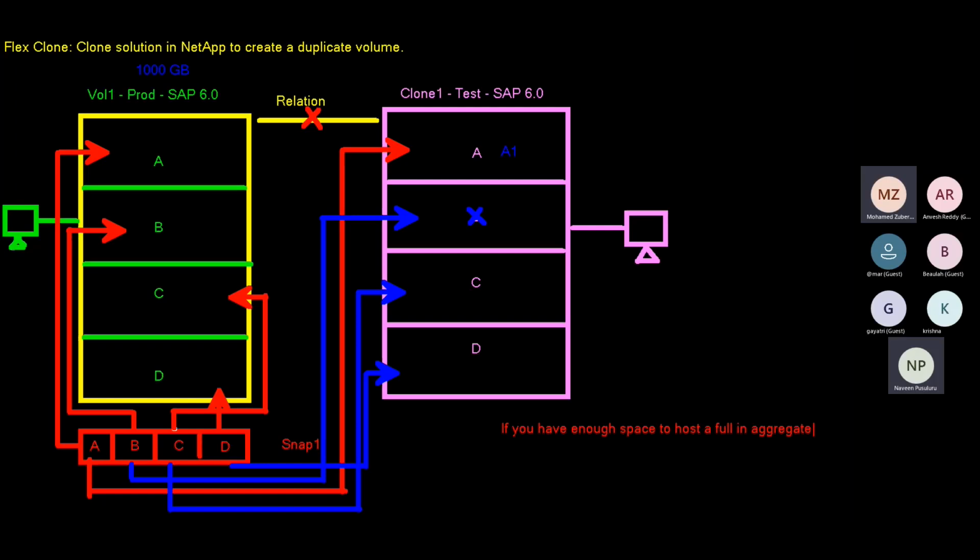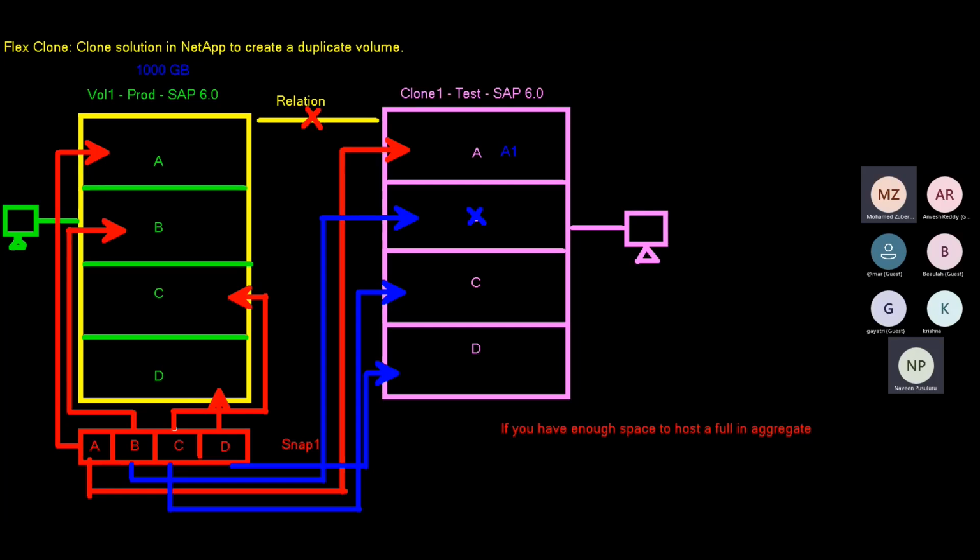But if you don't have enough space, you cannot afford to host another 1000 GB volume on your aggregate, then let them be in relation. So what will the clone do? Clone will not gain the full size. Whatever data blocks are being modified, only it will gain that particular size, right? So it will be maybe 100 GB or 200 GB, based on the data modifications. But why am I not recommending you to keep them in relation?